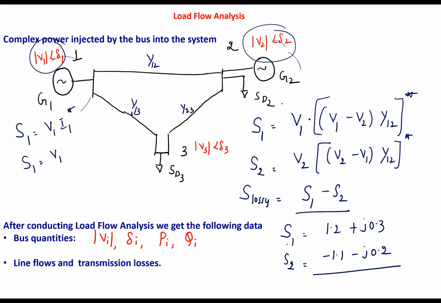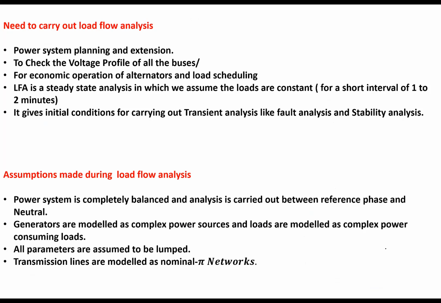So if you add these two, what are you going to get? 0.1 plus j0.1. This is the loss that is occurring in the transmission. Understand? Likewise, once you calculate the load flow problem and know these values at each and every bus, you can calculate how much power is flowing from one bus to the other, and you can also calculate the transmission losses. Understand?